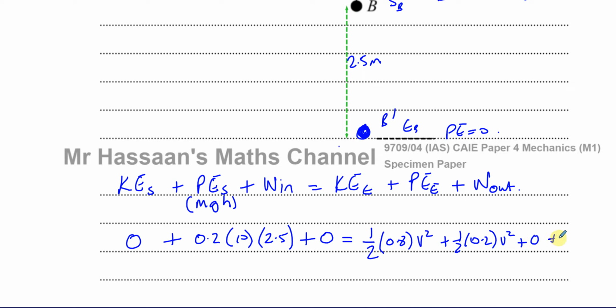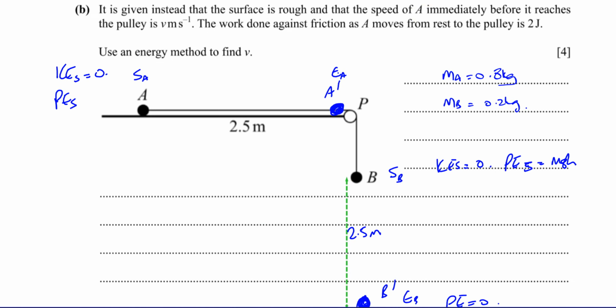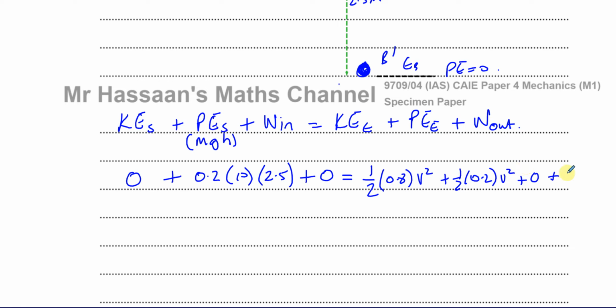Okay, and plus the work out. That's the work that came out of the system, which was the work done against friction, which is 2. So that's going to be 2 joules over here. Now we end up with this situation. We have 2 times 2.5, which is 5, equal to 0.4 v squared plus 0.1 v squared plus 2. So we end up with 5 minus 2, which is 3, equals 0.5 v squared.